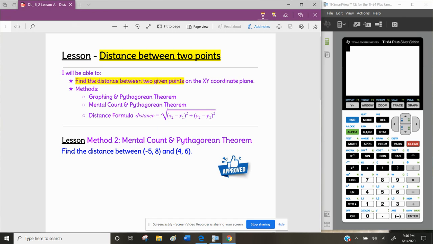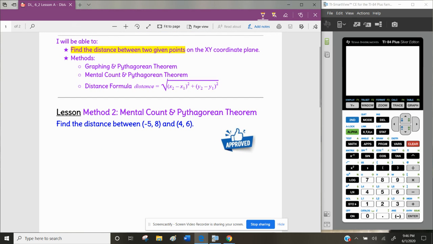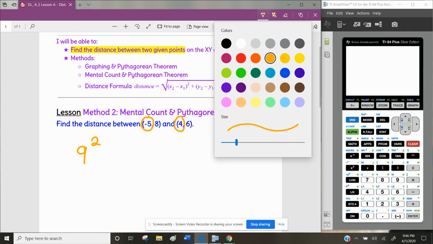So let's do it. We want to find the distance between these 2 points. Again, I'm not going to graph them, but I'm going to look at the x values first. So -5 to 4 on a number line or on the xy axis would mean -5 needs to take me to 0, which is 5 units, and then 4 more units to get to 4. So 5 and 4 makes 9 units apart in the x. And we're going to be plugging into Pythagorean theorem, so that distance will be 9 squared.